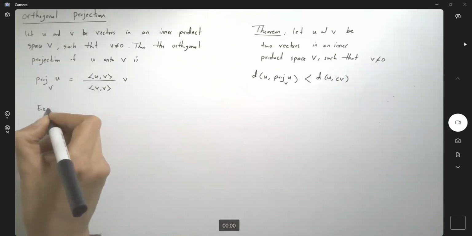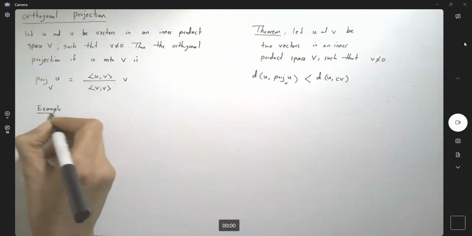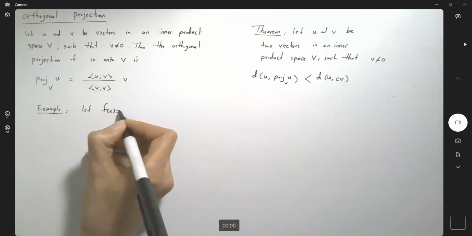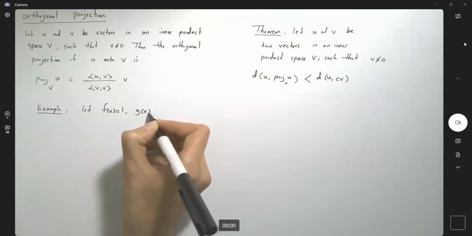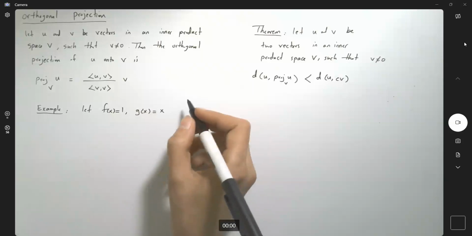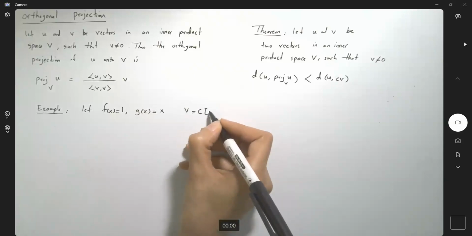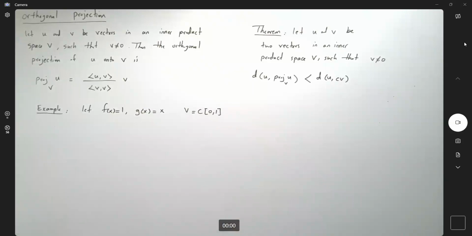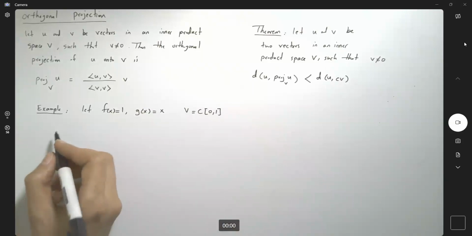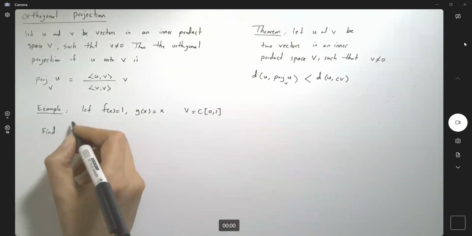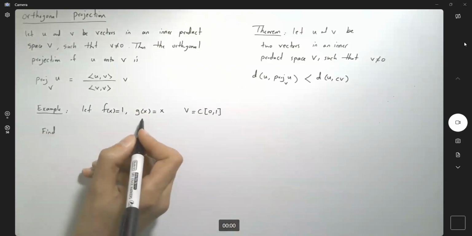Okay, let's continue with orthogonal projection and make it more interesting. Let f of x be the constant function 1 and g of x be the linear function x, and let V be the space of all continuous functions over 0 and 1. The question says, find the orthogonal projection of f onto g.